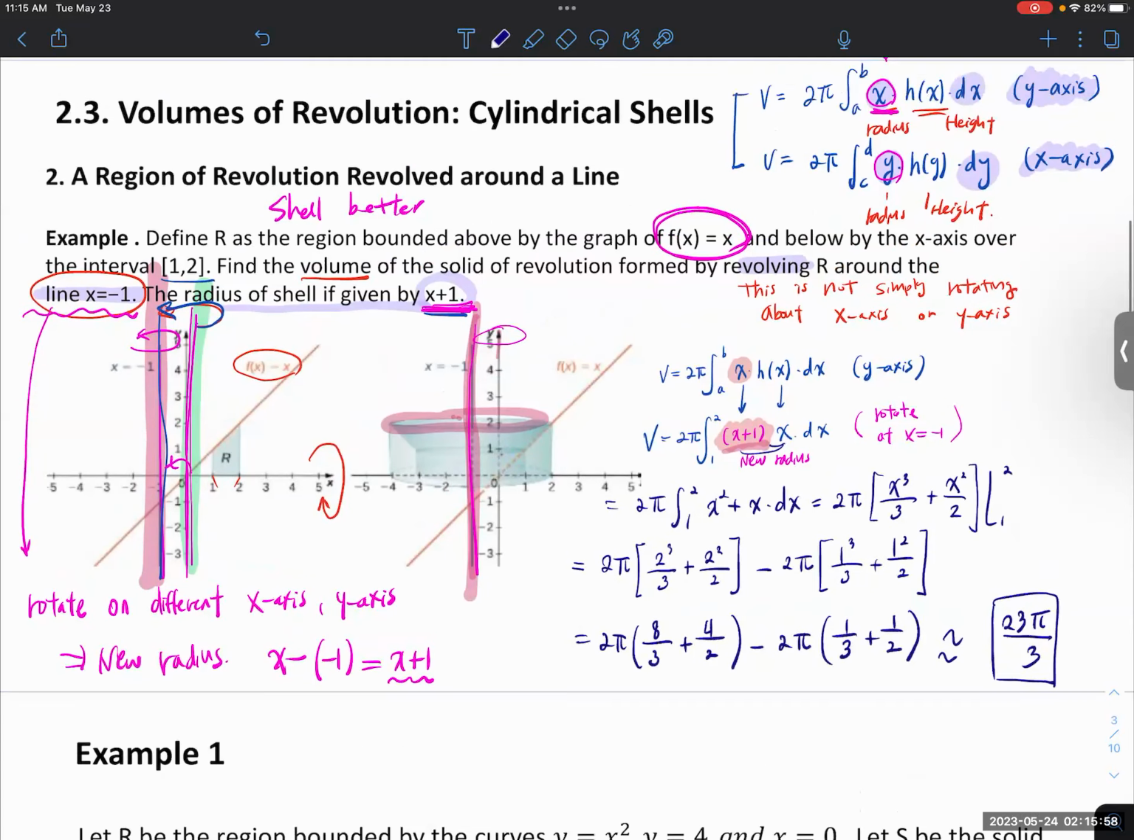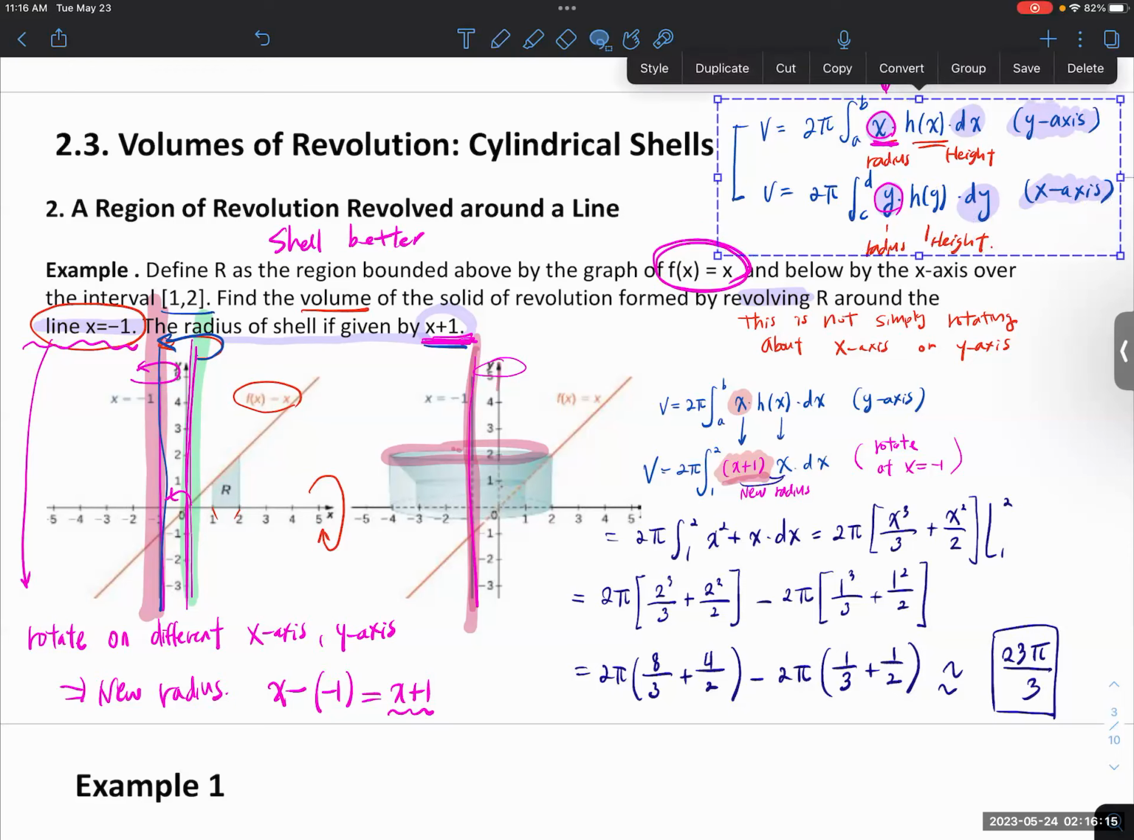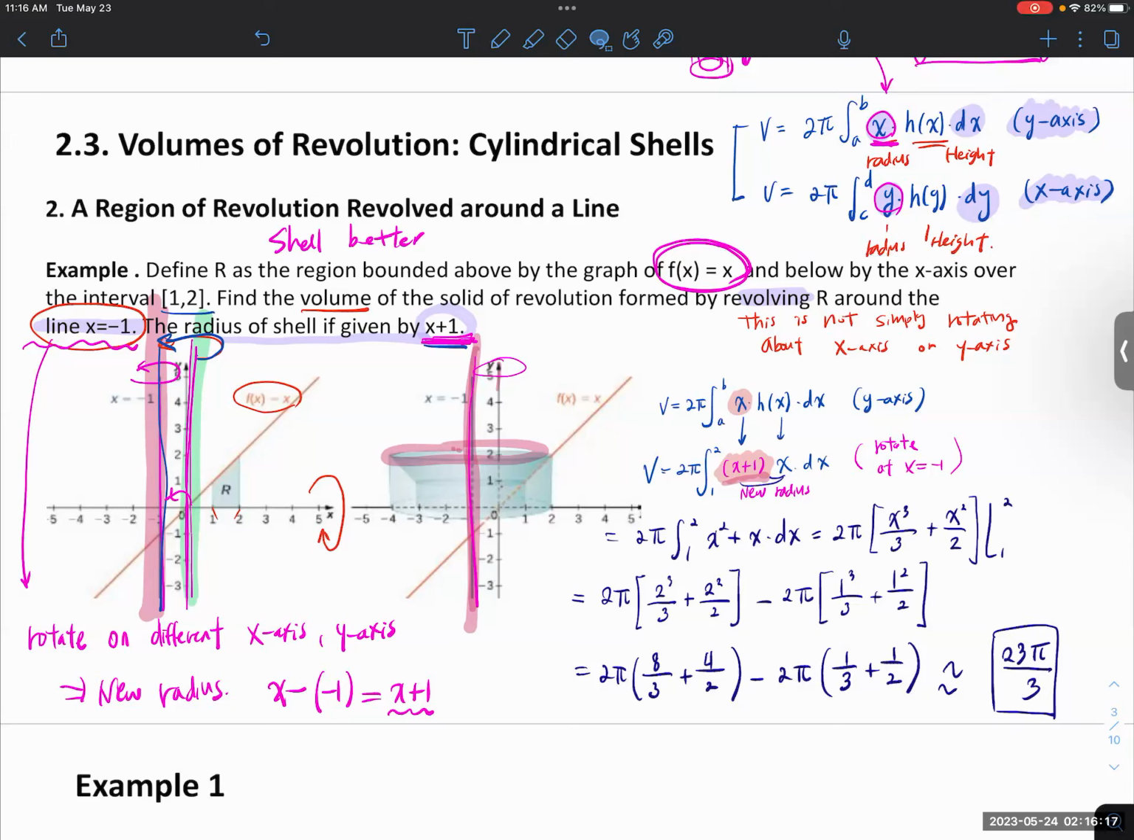So in this video, we keep talking about the shell method, especially when you're rotating about another vertical line or horizontal line. It's not exactly x or y rotation. Got it? All right, so we are doing awesome. We're going to keep practicing this modification of the radius with the following example. Are you ready? Here we go, the next question.